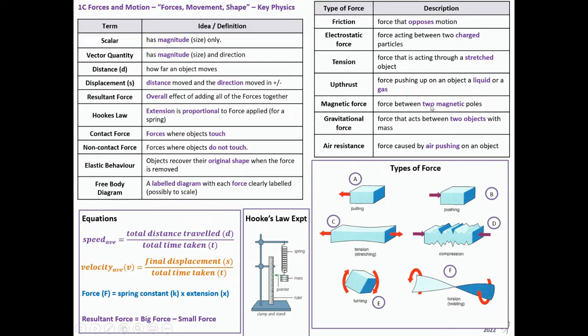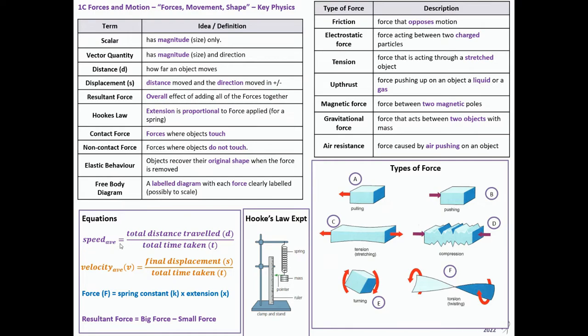Magnetic forces between two magnetic poles, gravitational forces between two objects with a mass, or air resistance, which you could also call drag, caused by air pushing on an object. My pictures here clearly show different scenarios about stretching, compression, pushing, torsion, and turning. We need to know about the Hooke's law experiment, or this proportionality idea. You should be able to describe how that works.